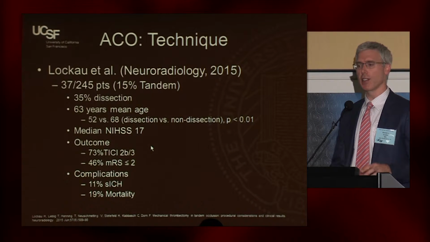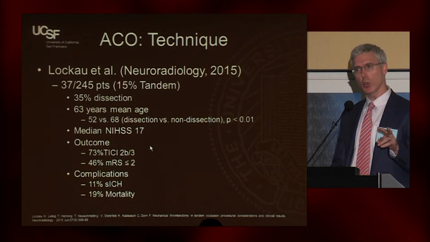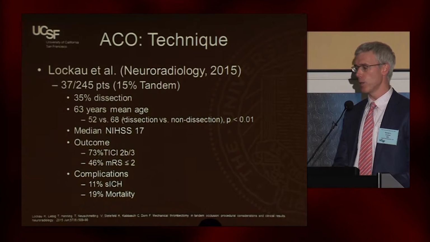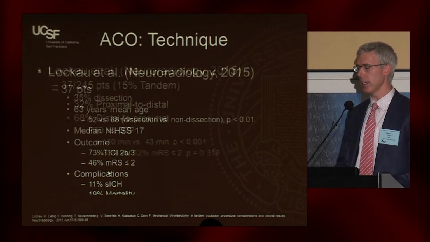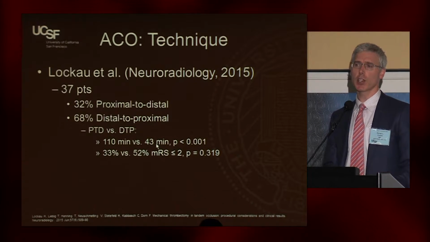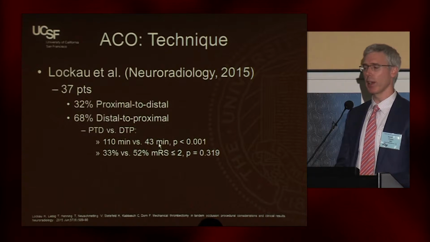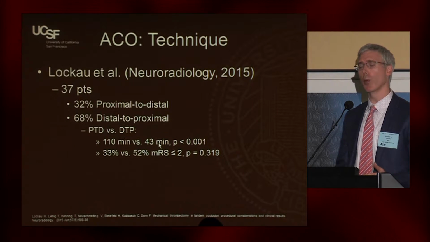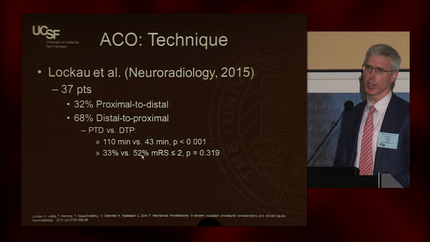Last but not least, this is a nice little comparison of these two techniques in one series. So here's their baseline information again. Here's their reperfusion and outcome scales, again, quite comparable to what you've just been seeing. But what they found was that ultimately it was much faster for them to finish the case and get reperfusion of the brain when they used a distal to proximal approach. And what they found ultimately is that translated into better outcomes for those patients.